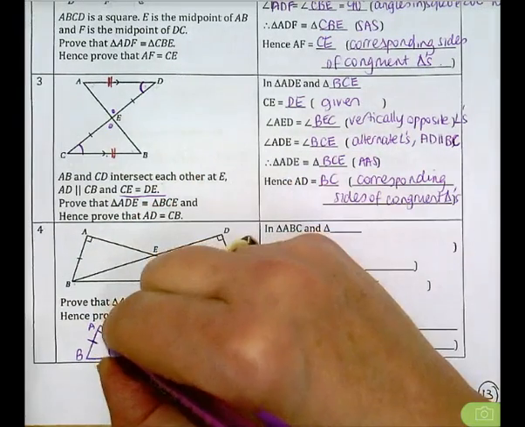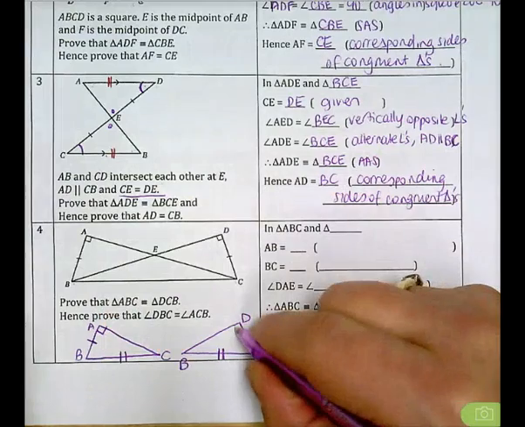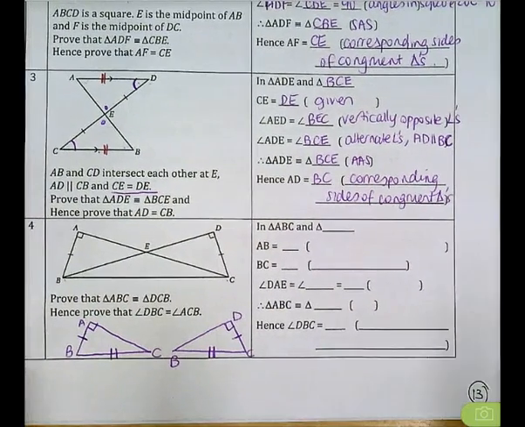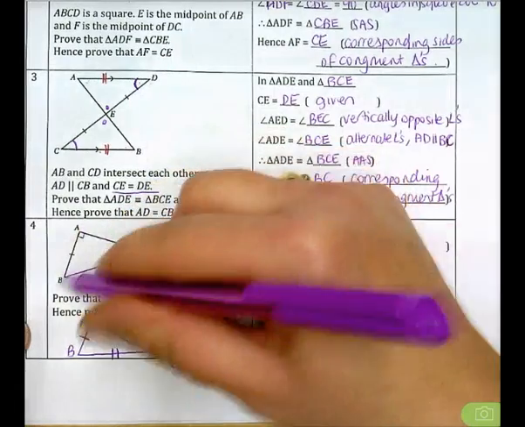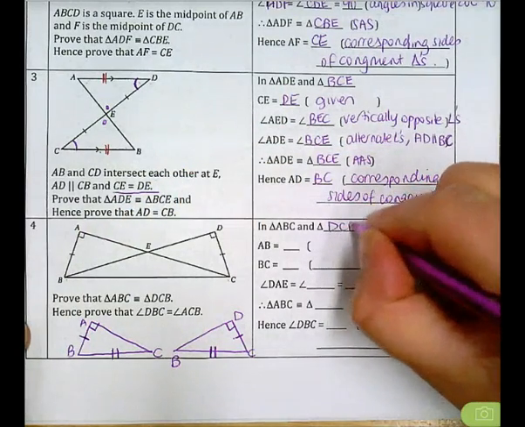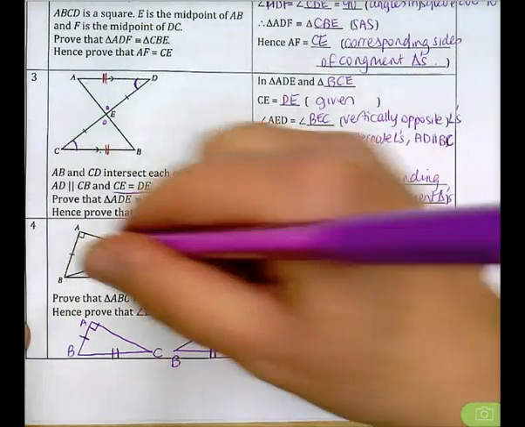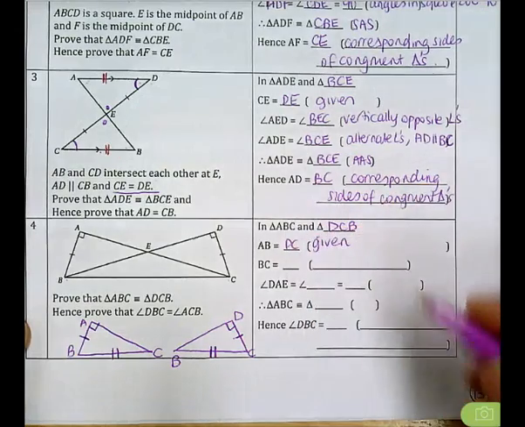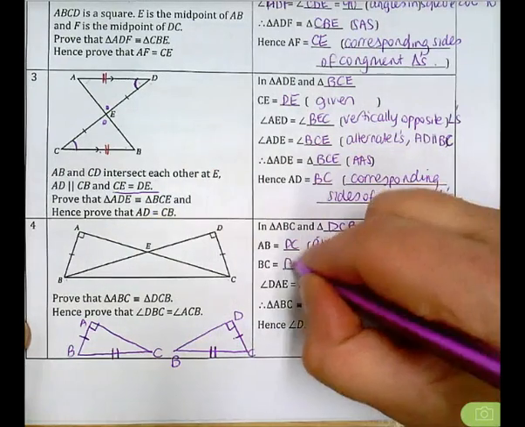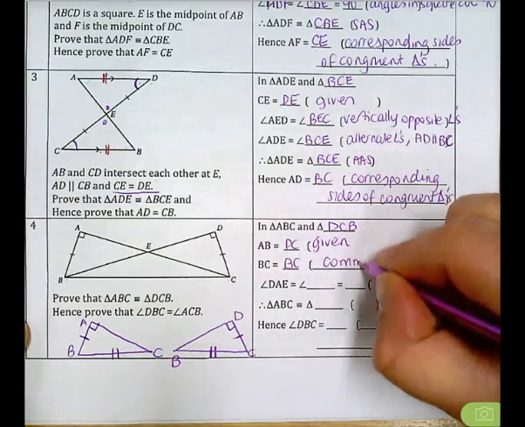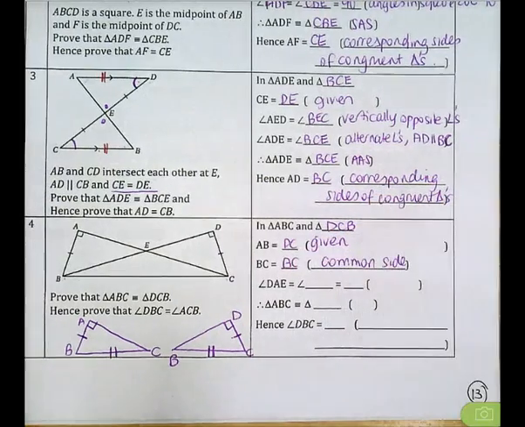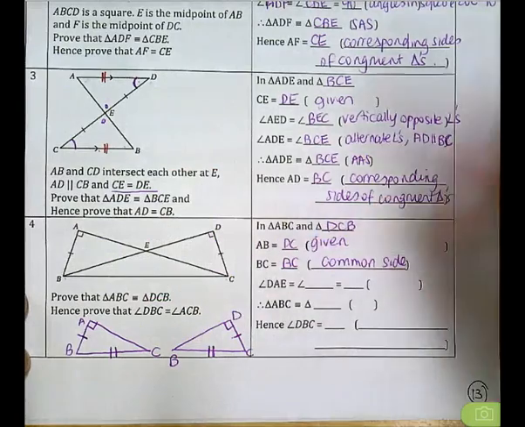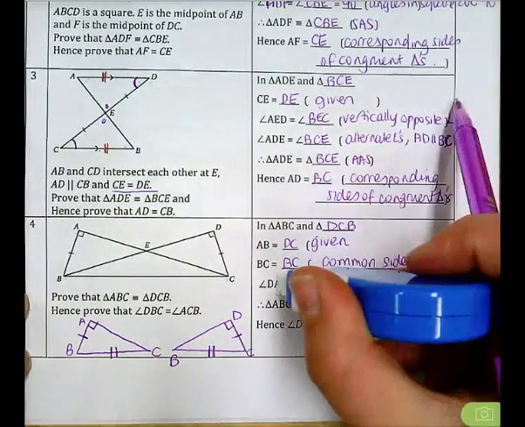And we can also see that we've got a right angle given up there at A and a right angle here. Now that looks to be enough information, so I'm going to start with it. So in triangle ABC and triangle DCB, we know that AB equals DC, and that was given because there are markings on the diagram. We also know that BC equals BC because it is a common side.